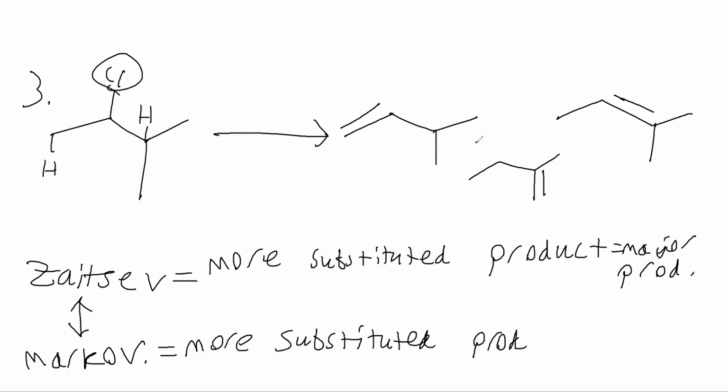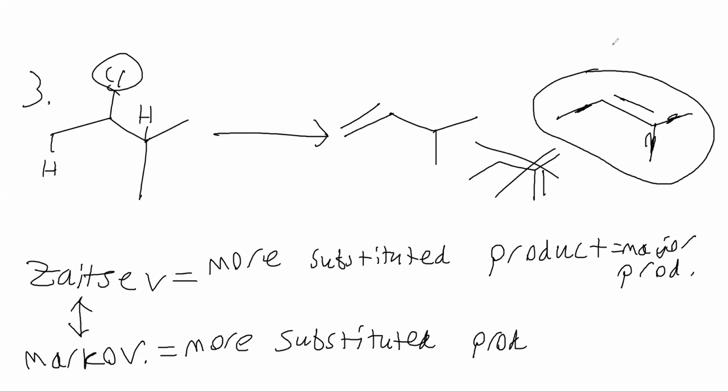So that's a no-no. Which one of these two is the Zaitsev product, the one on the left or the one on the right? Right, yeah. Because this one has 1, 2, 3 substituents, so it's tri-substituted. This one only has one substituent, so it's mono-substituted. So this has more substituents, and it's the Zaitsev product.